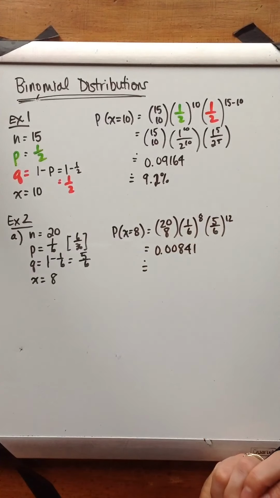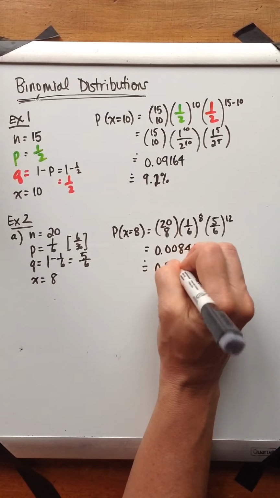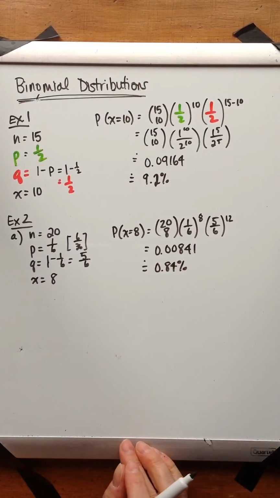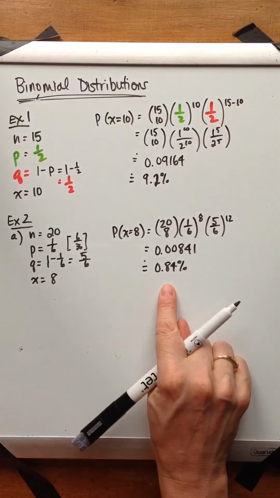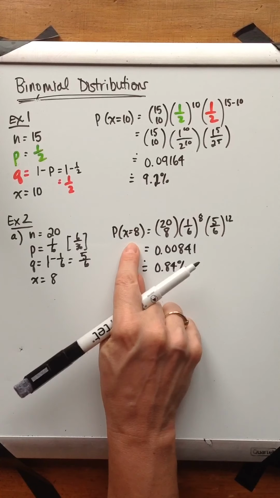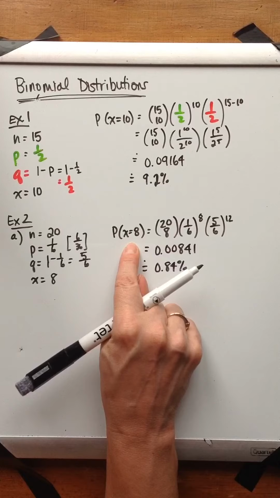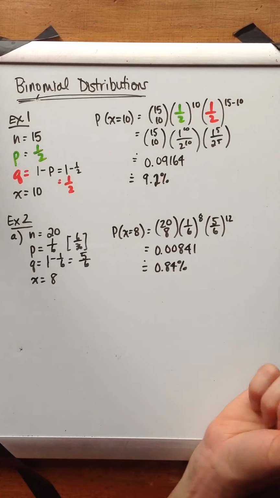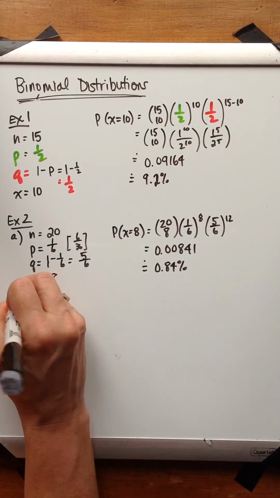And if you want to change it to a percent, you can by multiplying by 100. It comes out to 0.84%. So again, this is the probability of rolling a 7 8 times out of 20 when you throw 2 die. Okay, it's pretty low. Let's look at part B of this question.